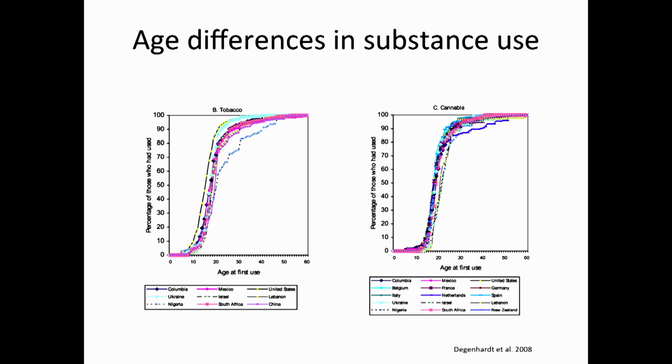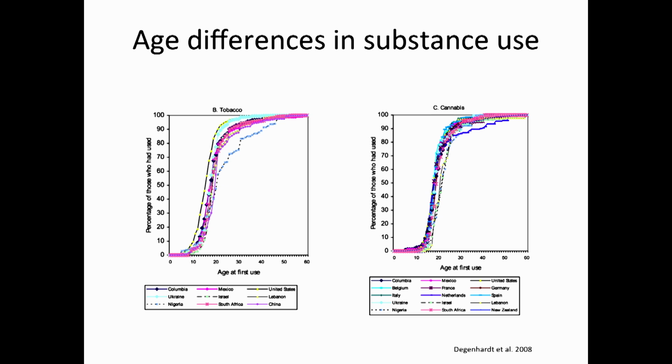So children are basically not using it. And the first time you're ever going to use is somewhere between about 13 and 20 years of age. If you've ever had a cigarette in your life, if you ever smoked cannabis in your life, you were probably around that age when you first had it.